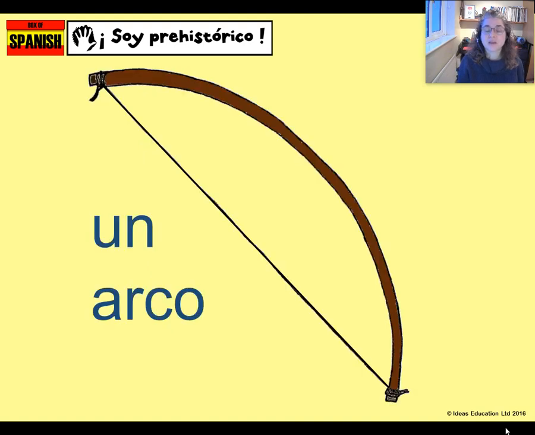The next one is un arco. What's one of those? That's it. It's a bow, as in bow and arrow. And can you see how the word arco is like an arc in English? And that helps us to remember it because of the shape. The main bit of the bow would have been made of wood and the string probably out of animal guts.